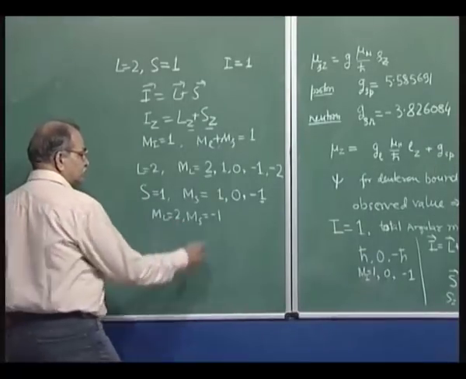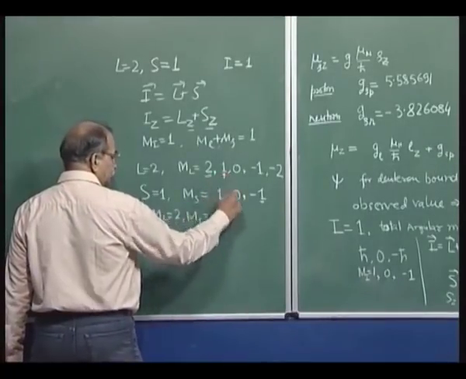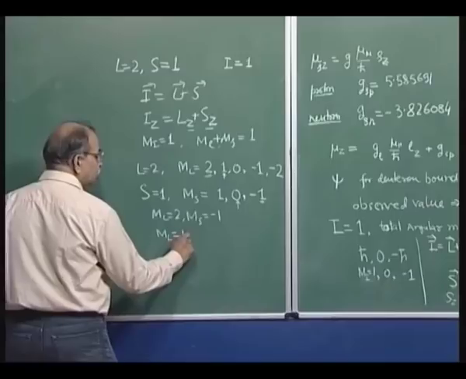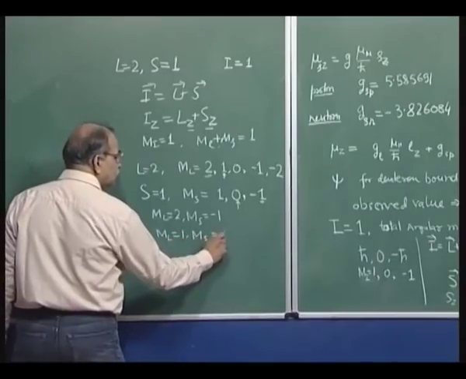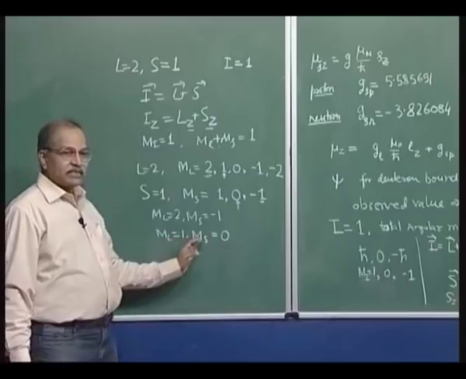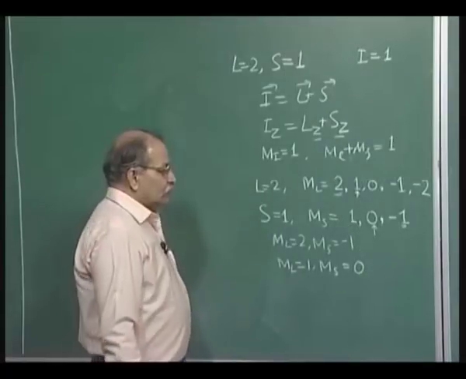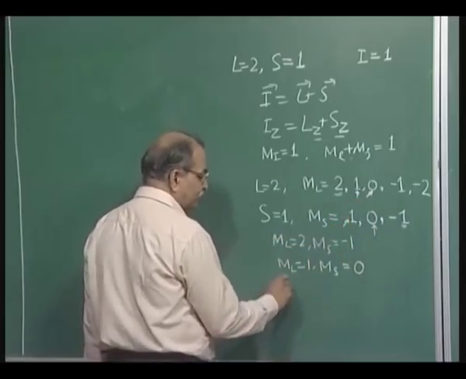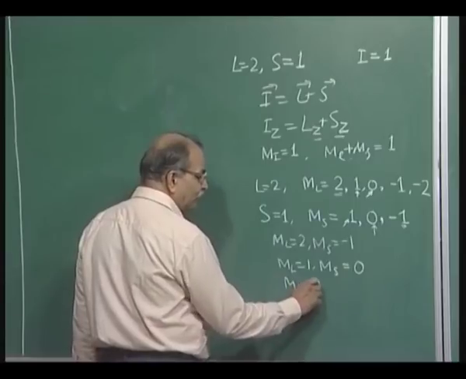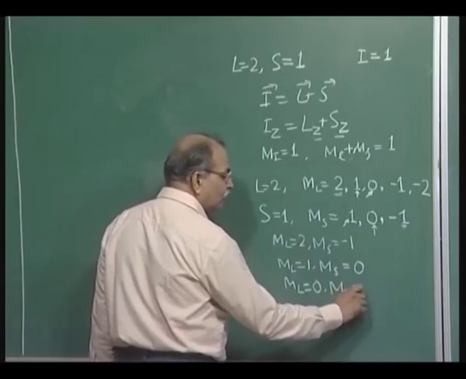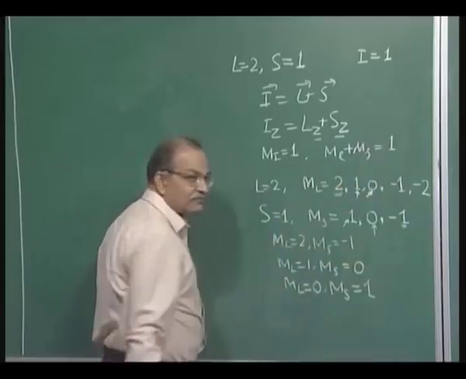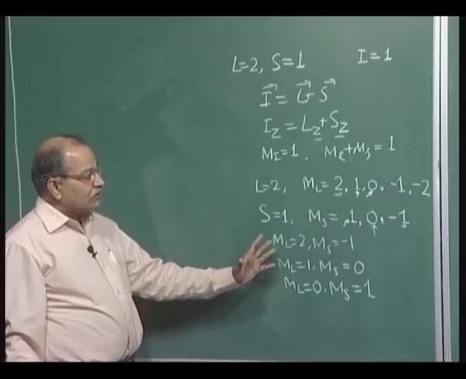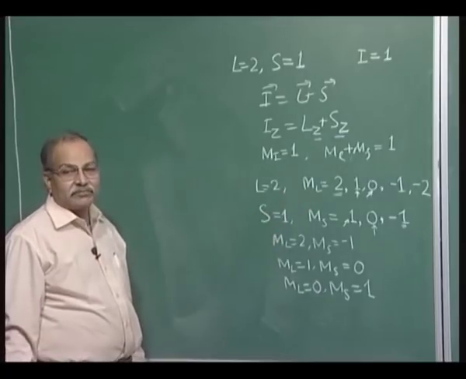What else? M L is equal to 1 and M S is equal to 0. This will give you M L plus M S equal to 1. What else? This one: M L is equal to 0 and M S is equal to 1. Anything else? So, there are 3 different possibilities of making this M I equal to I.